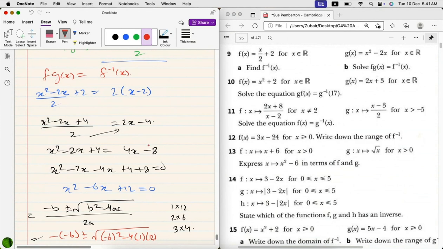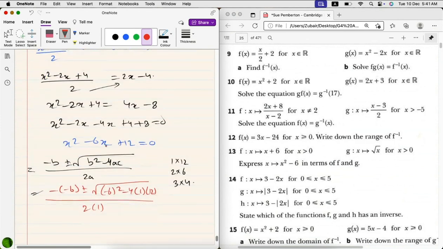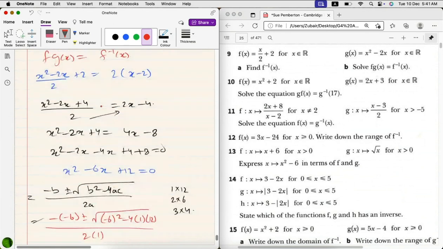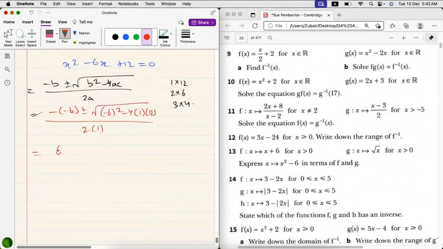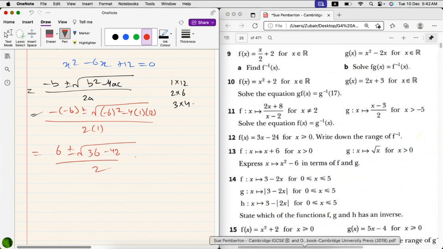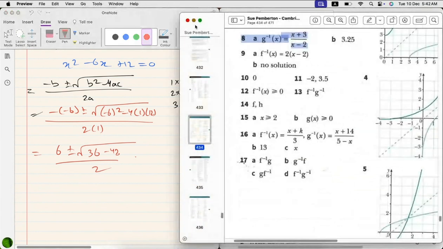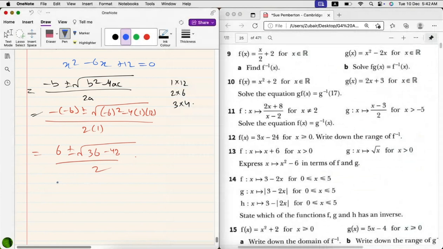Cross multiply. 4 and 8. Minus 6. Minus 4 already. That's 12 into 4. 48. Getting that error. Question number 9. No solution. Oh yeah, there's no mistake. 6 plus minus square root minus 12 over 2. No solution because there's a negative number under the root.